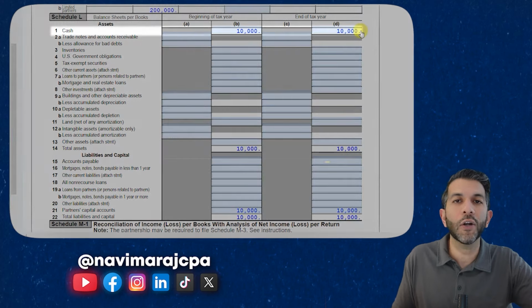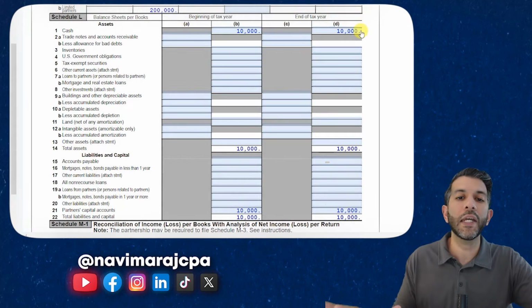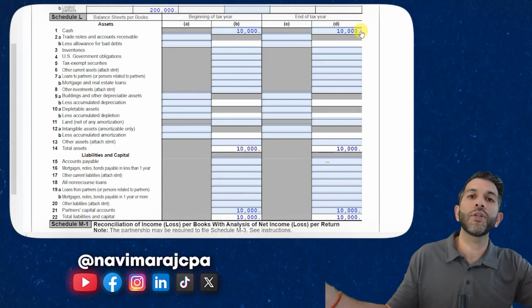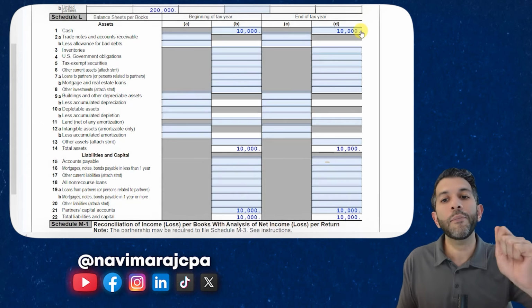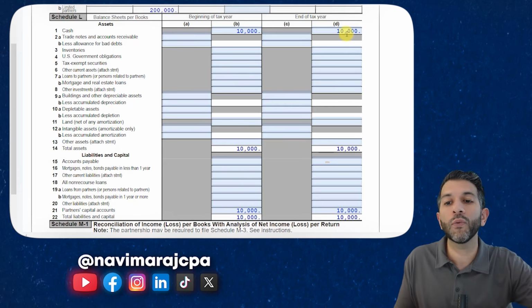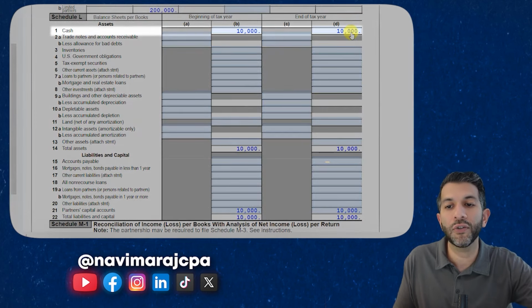This $10,000, you might be wondering, where did this come from? All I'm saying here in this example is that partner 1 came to the table with $5,000. Partner 2 came to the table with $5,000. They put that cash in the partnership bank account when it was first started. That's the $10,000 you see here.